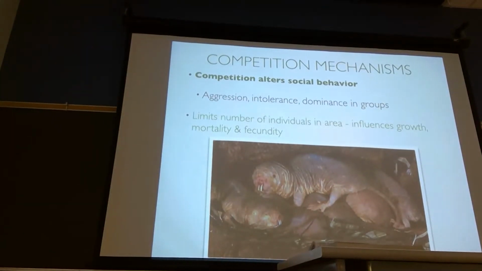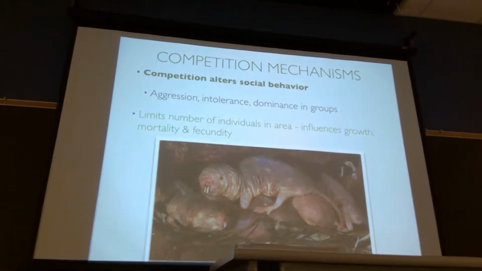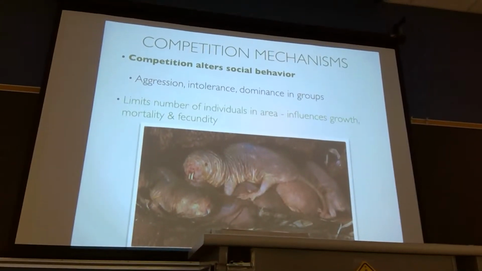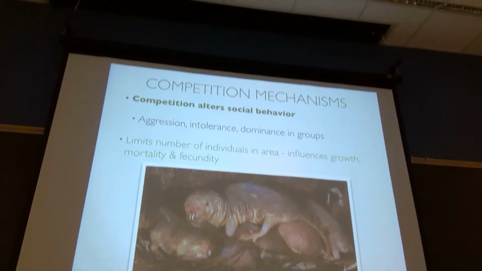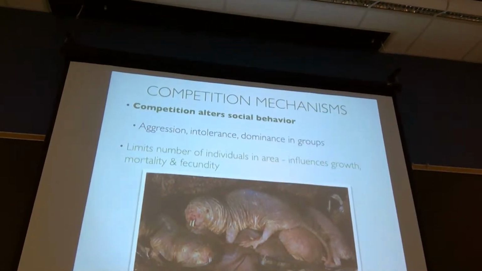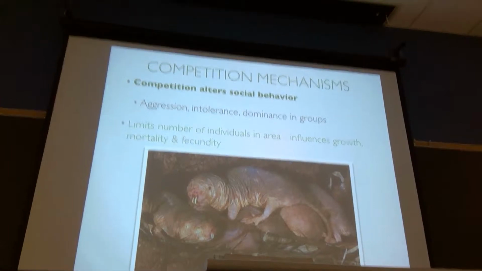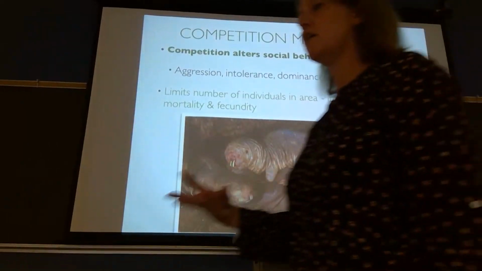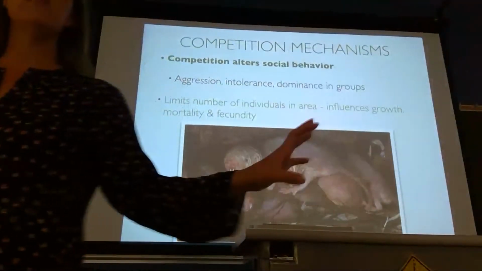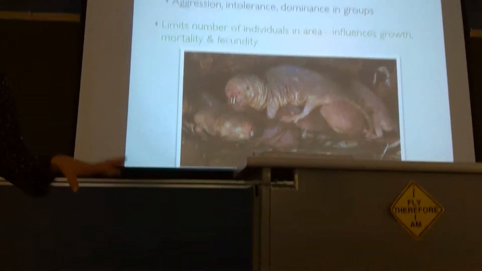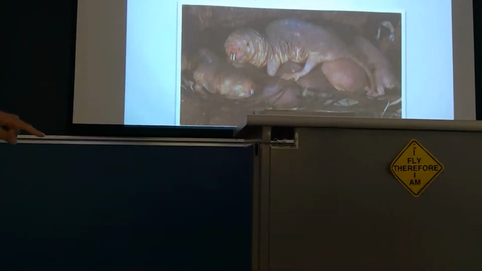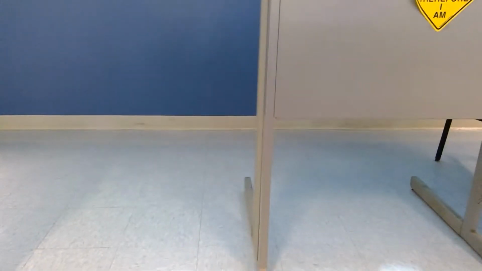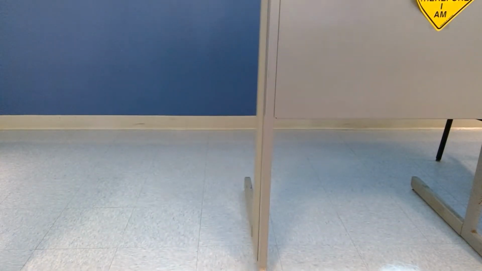Okay. The last thing I want to mention today is that competition can affect social behavior. The more dense the population, you can get more aggression. You can get intolerance. You can see dominance appear where it wasn't present before. And this then limits the total numbers in the area. If you have a dominant breeding pair, that affects the reproduction of other reproductive individuals in the population. They might be able to reproduce, but they don't because of social behavior. Okay, like we talked about with the lionesses. The other lionesses can reproduce, but they don't due to this type of response to competition.